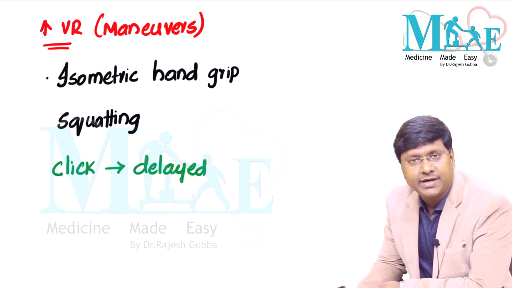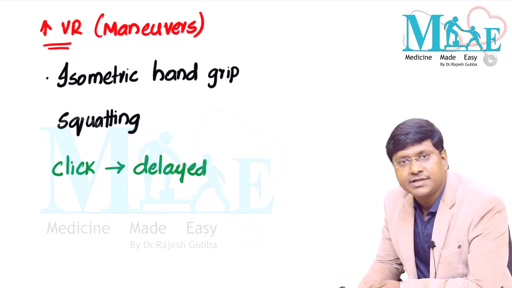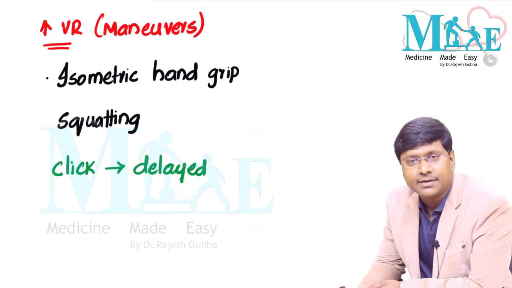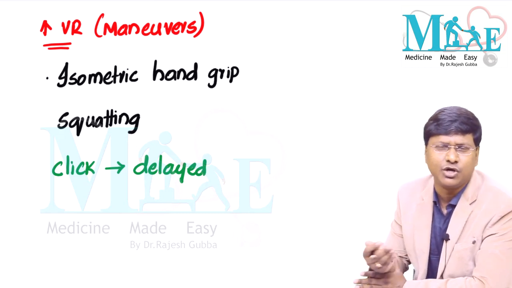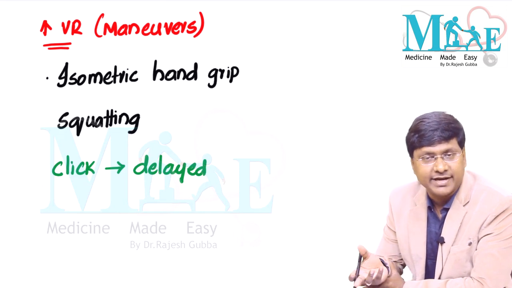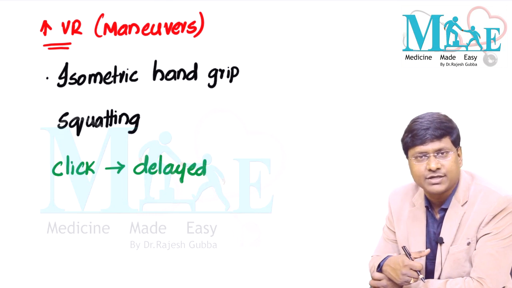Right, the click is delayed. Why? Because all the maneuvers which will increase the venous return have gone to the right side of the heart. So what has happened to the quantity of the blood on the left side? On the left side, the blood volume is reduced. So what is the time required for the contraction? The time of contraction is increased because the volume of the blood is less. So the rise of pressure within the left ventricle is less. So that is why the left ventricle contracts slowly.